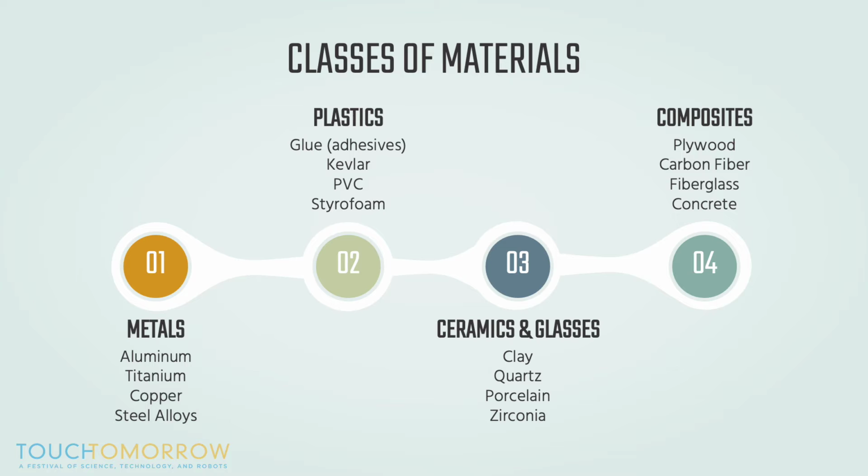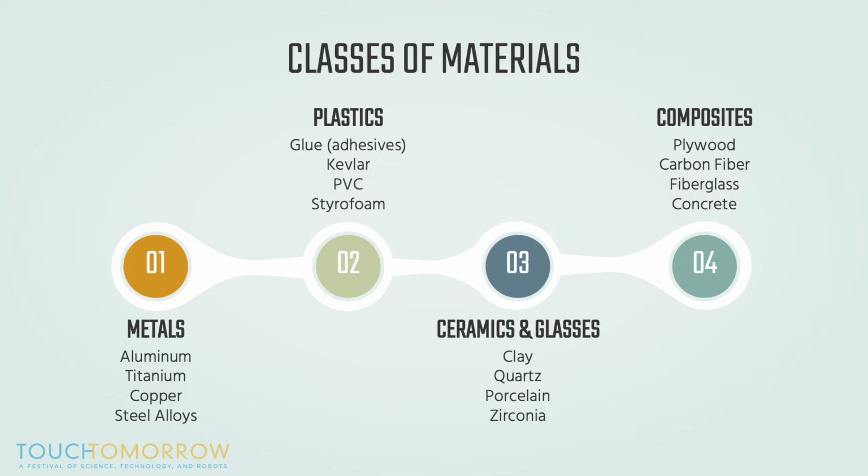Some examples of plastics include glue, Kevlar, which is used for body armor, PVC or polyvinyl chloride, and is commonly used for pipes and plumbing, and styrofoam, which we use for disposable plates and coffee cups.